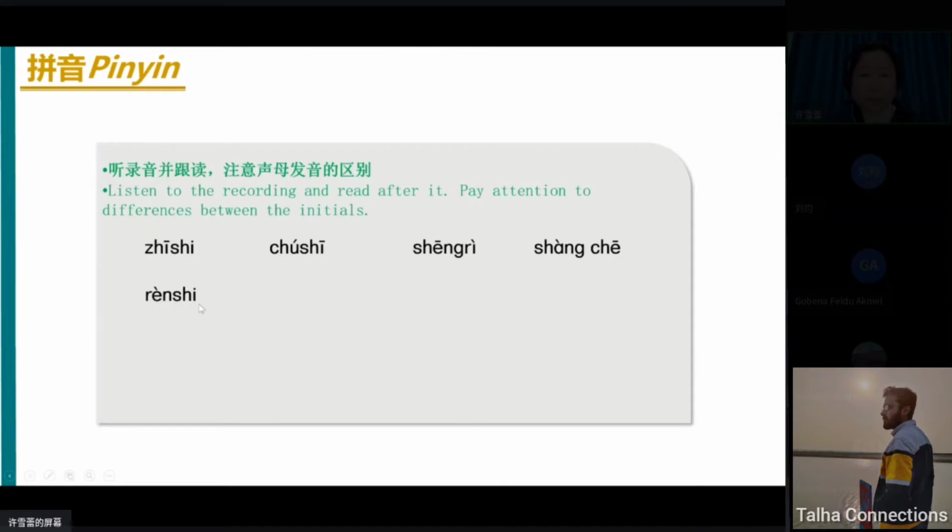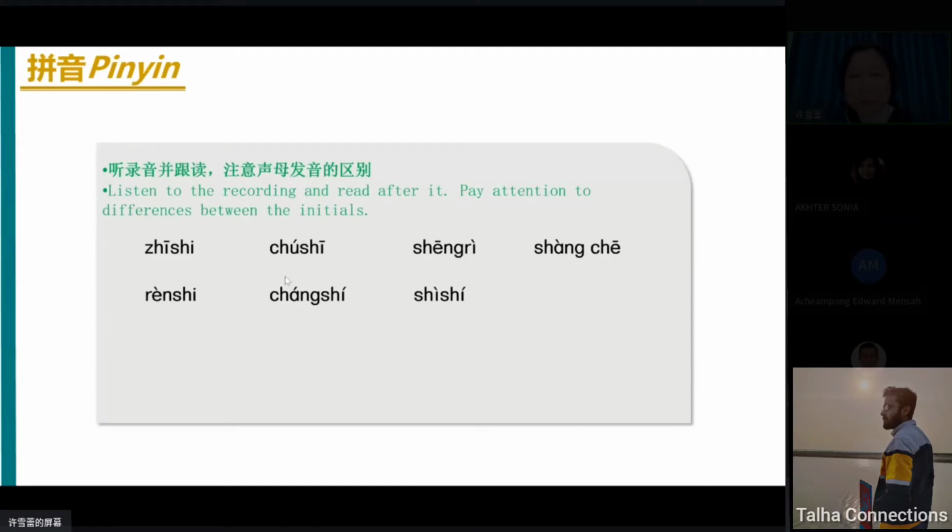Next one, 认识. 认识. Changshi. Changshi. Shìshí. Yeah, someone asked, 认识, what does it mean? 认识 means to know somebody, to know something, particularly somebody. Okay, 认识 is to know. 常识 is common sense.